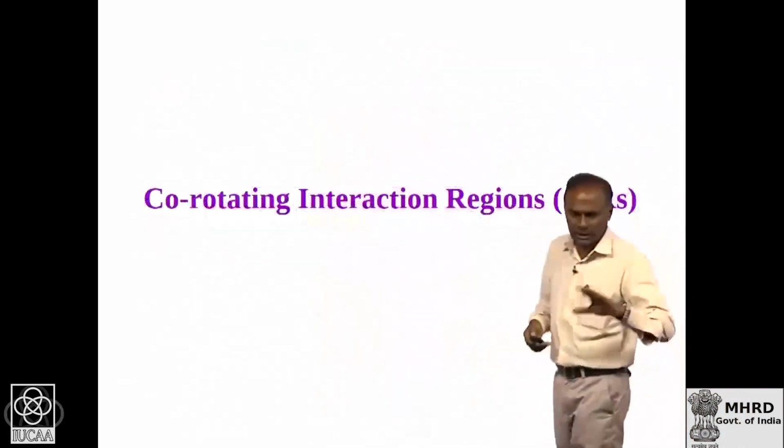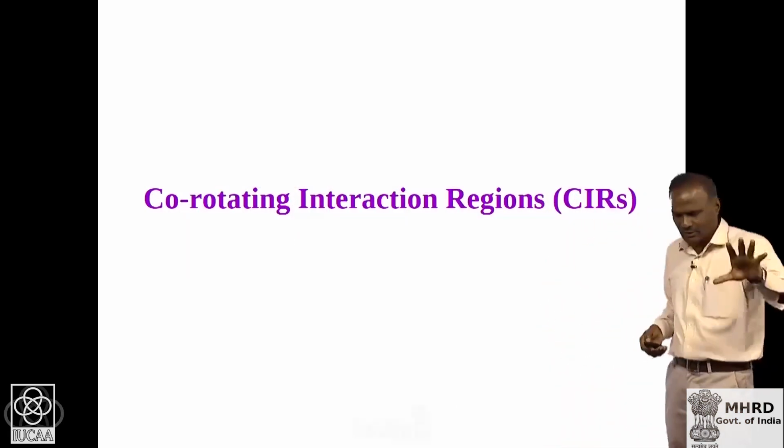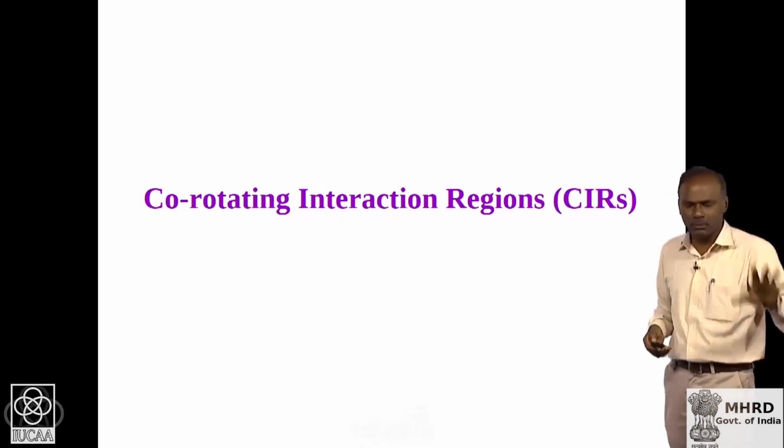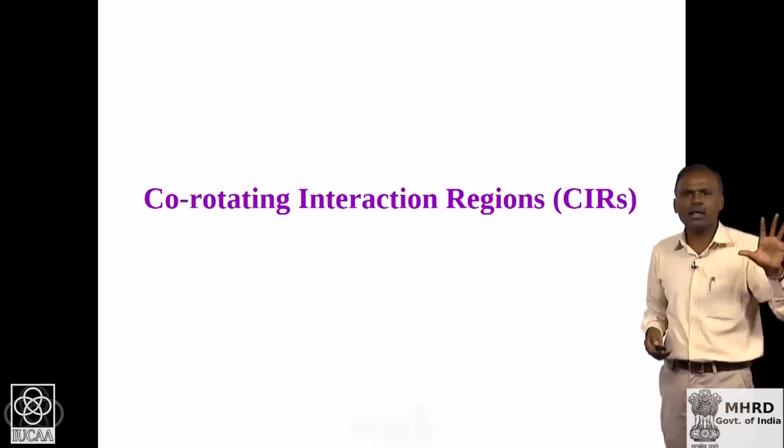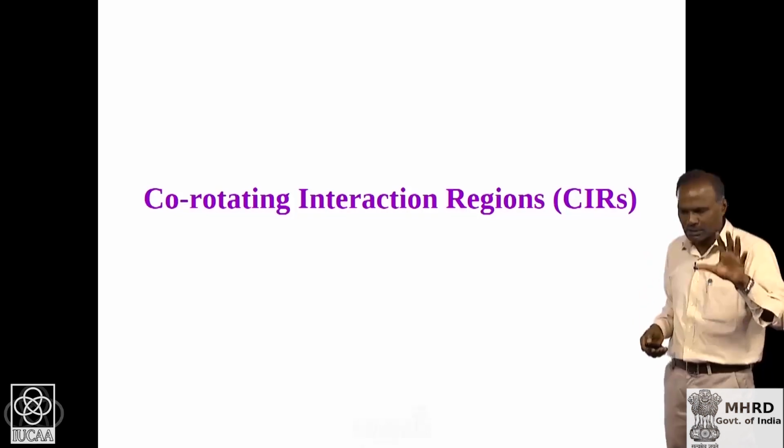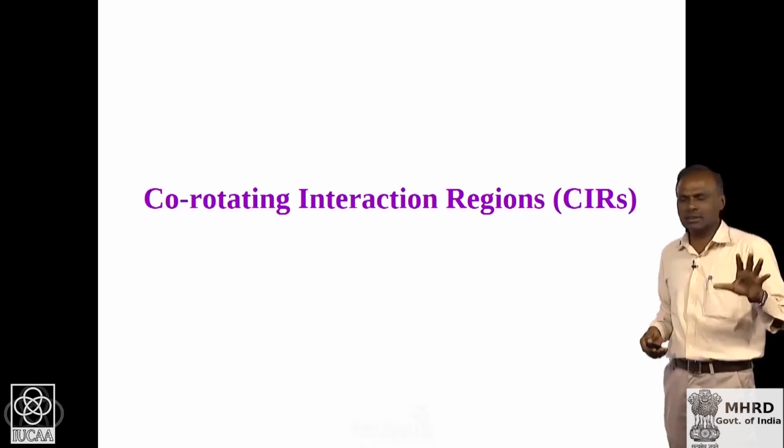Yeah. The co-rotating interaction. So we saw some properties of ambient solar wind, how they are accelerated, and then we saw some properties of coronal mass ejection coming from the sun.